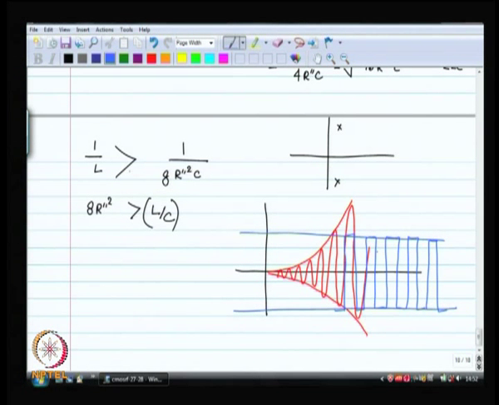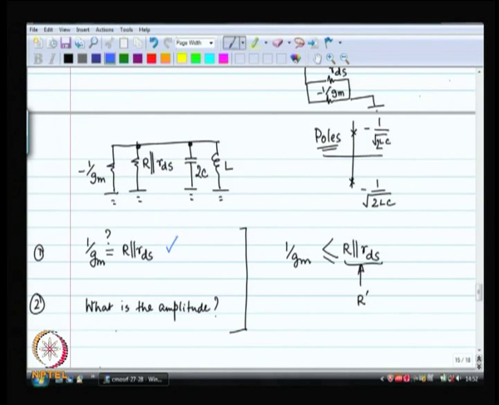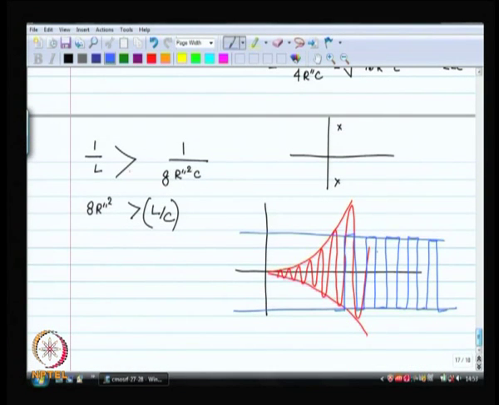Right? This is wonderful. Why is this wonderful? Lot of reasons. Number 1, it solves this problem. Okay. I do not need 1 by Gm to be exactly equal to R parallel RDS. Number 2, it solves this problem. The amplitude is the power supply voltage almost. Okay. I mean basically where the non-linearity sets in, that is the amplitude that you are going to get coming out of this circuit. Now, the additional benefit is that you are getting a square wave and not a sine wave.